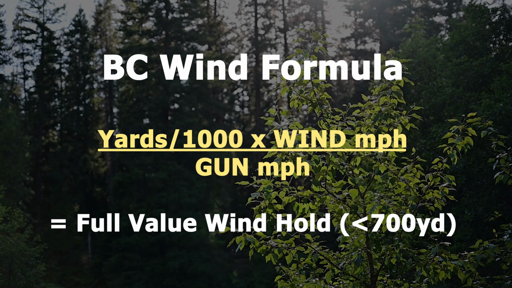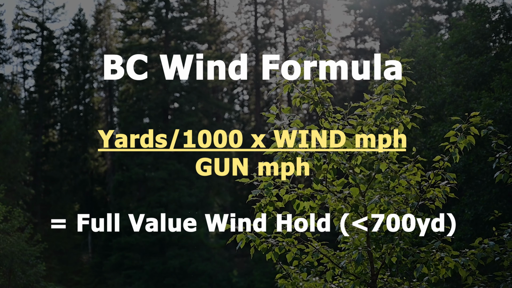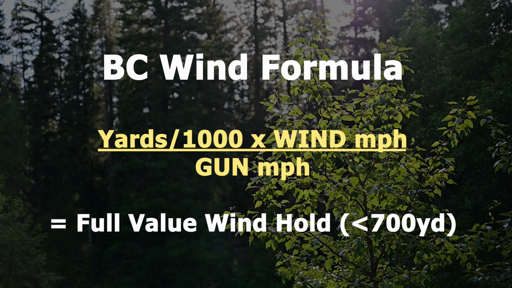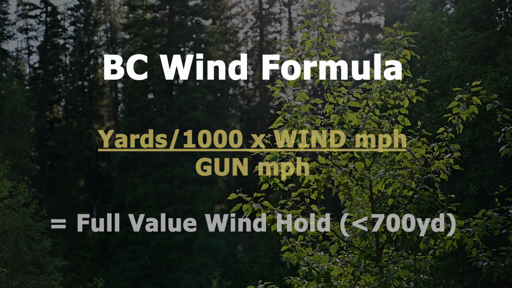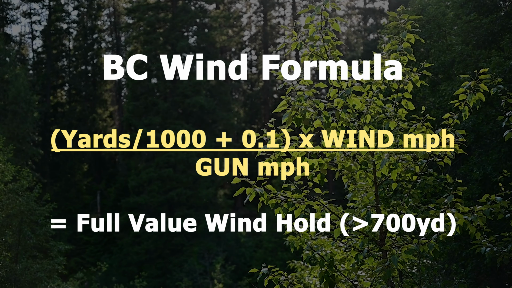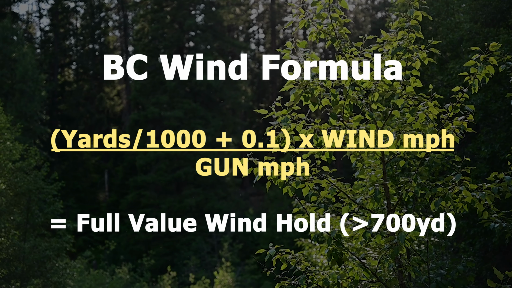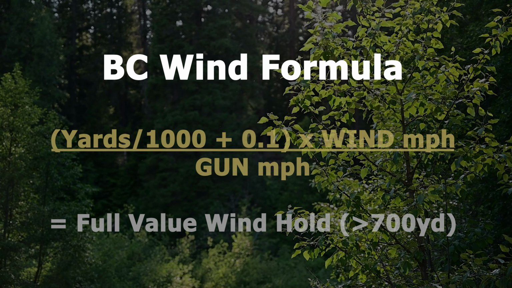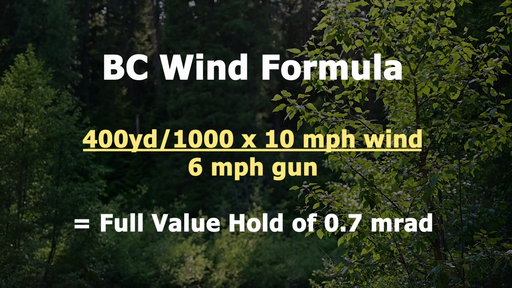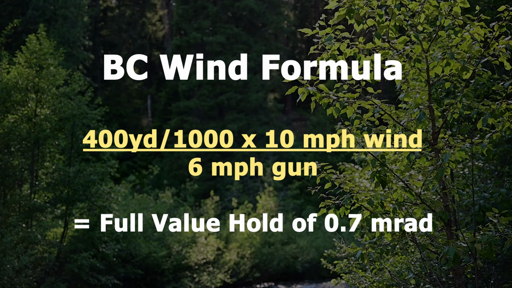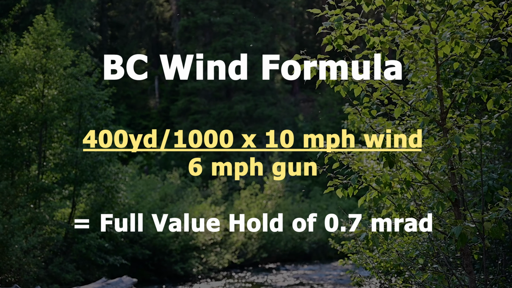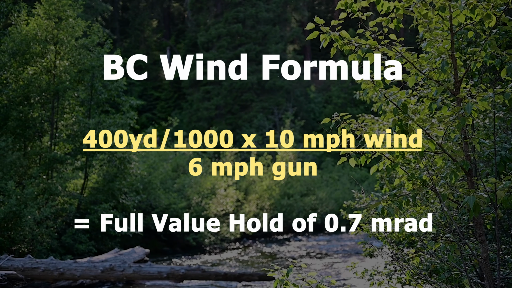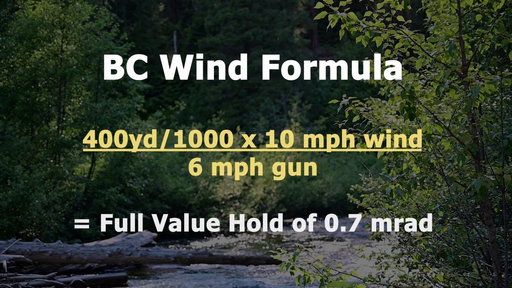Full value windage is calculated as yards divided by 1,000 times wind speed divided by gun speed, up to 700 yards. For 700 plus yards, full value windage is yards divided by 1,000 plus 0.1, then multiply by wind speed and divide by gun speed. For example, if BC is 0.6, distance is 400 yards, and wind velocity is 10 miles per hour, full value windage is 0.4 times 10 divided by 6. So hold 0.7 milrad into the wind.